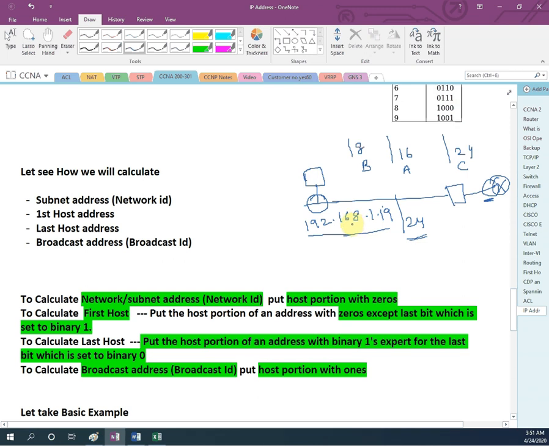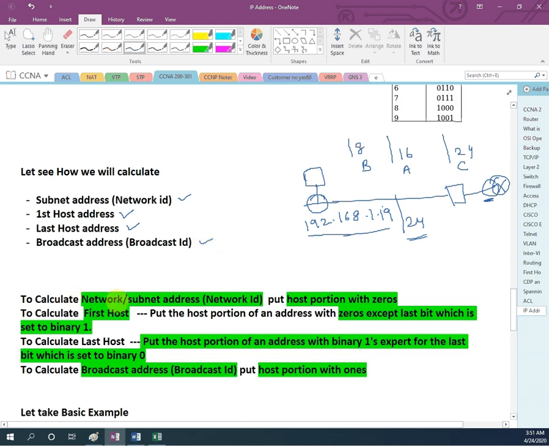Okay, we are starting. We will go step by step, so don't worry, we will solve many questions. Let's start here with the first question and see how we will calculate. We are going to calculate the subnet address, that is the network ID, and the first host address, last host address, and broadcast address, that is known as the broadcast ID.